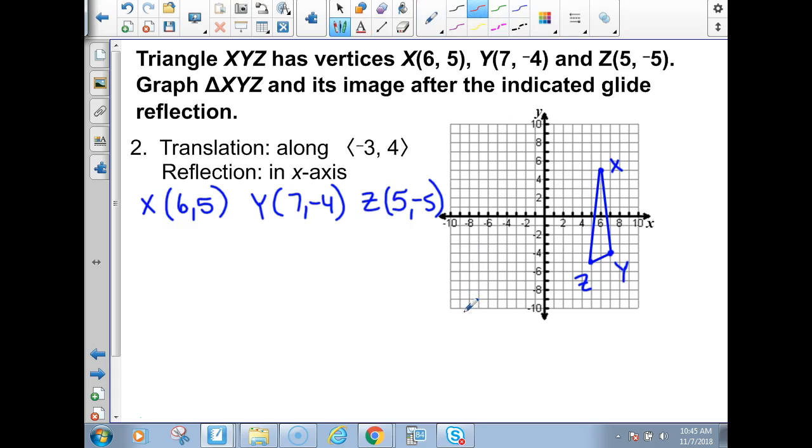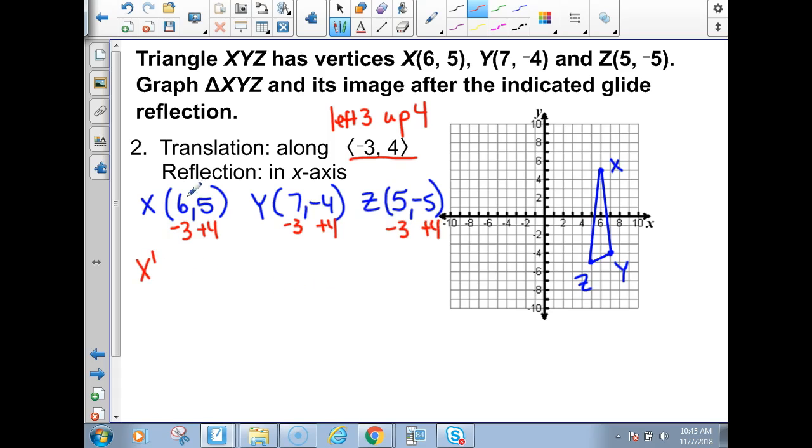Okay. Now it says to translate along the vector negative 3, 4. What that means is left 3, up 4 with each point, if you were going to physically do it. It also can be done this way, where you subtract 3, add 4, and do it to each point. Subtract 3, add 4, subtract 3, add 4. So let's write down the new locations.